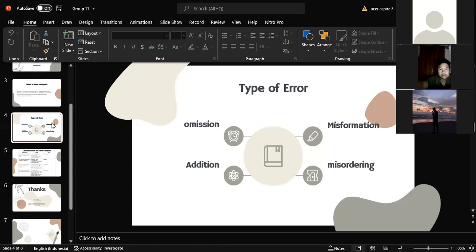Number three, misformation. These errors are categorized by the use of the wrong form of the morpheme or structure. In misformation error, the learner supplies something although it is incorrect. For example, the dog eaten the chicken, where the learner supplies a past tense marker, but it was not the right one.